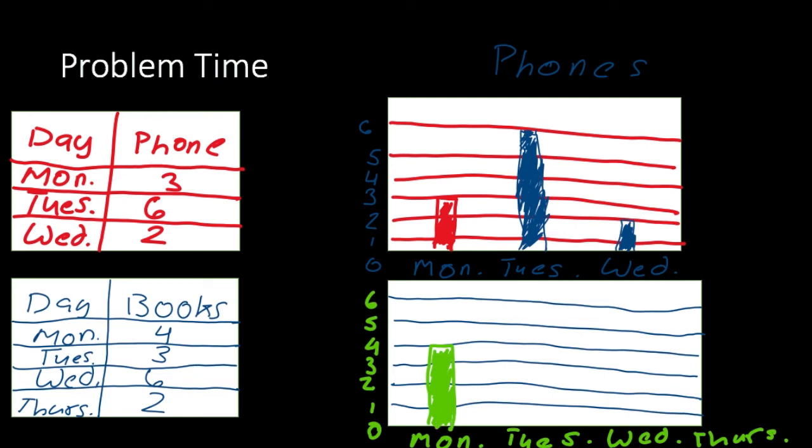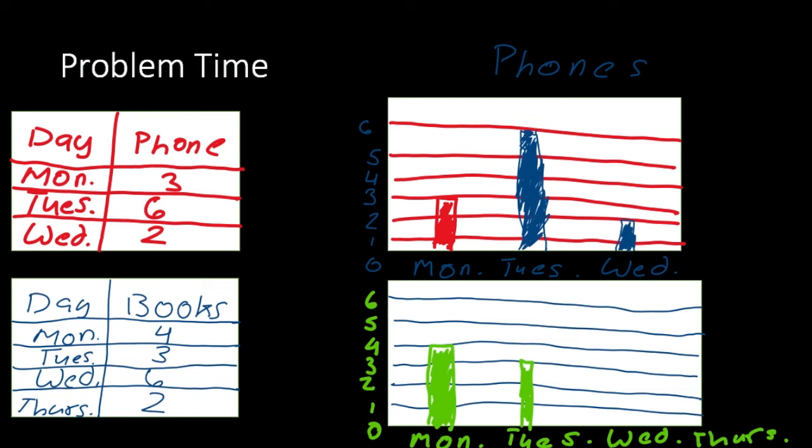Okay, next. Tuesday. How many were sold on Tuesday? 3. So let me plot the number 3 all the way up here. And you want to make sure your writing's neat so your teacher can see it properly, because bar graphs can get confusing sometimes if your writing is not neat.